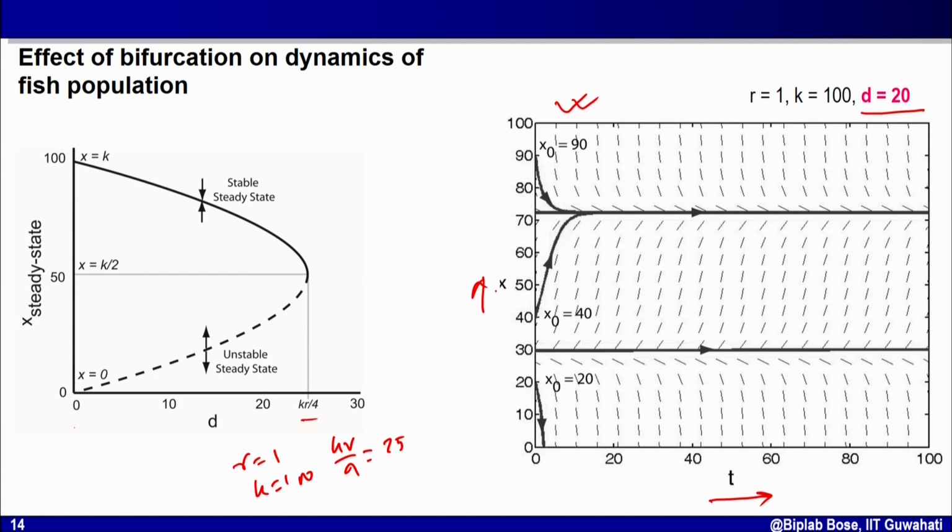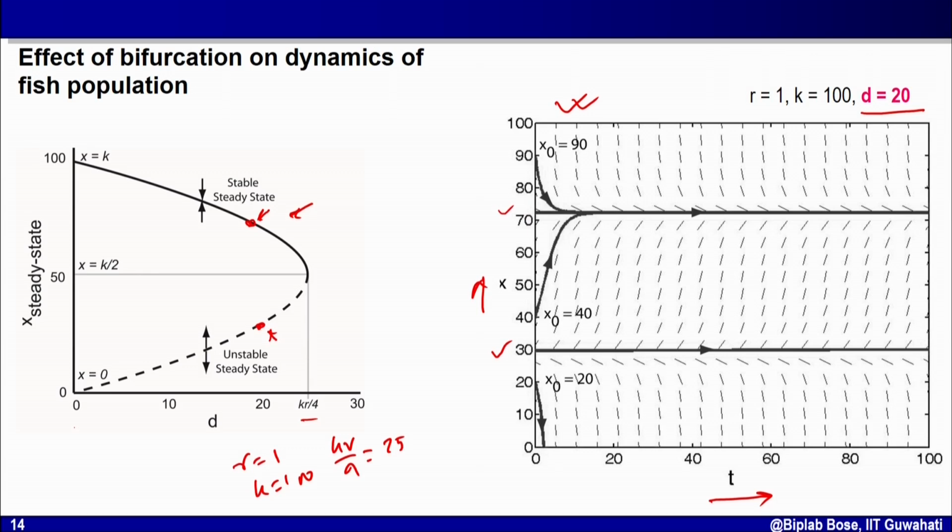So if you see the bifurcation plot here, d is here at 20, so that means I will have one steady state here, another steady state here. So the bifurcation plot is telling me that I should have two steady states, and one is unstable, this one is unstable, the other one is stable. So in the direction field also, I have one steady state here near 30 and another steady state near 70.